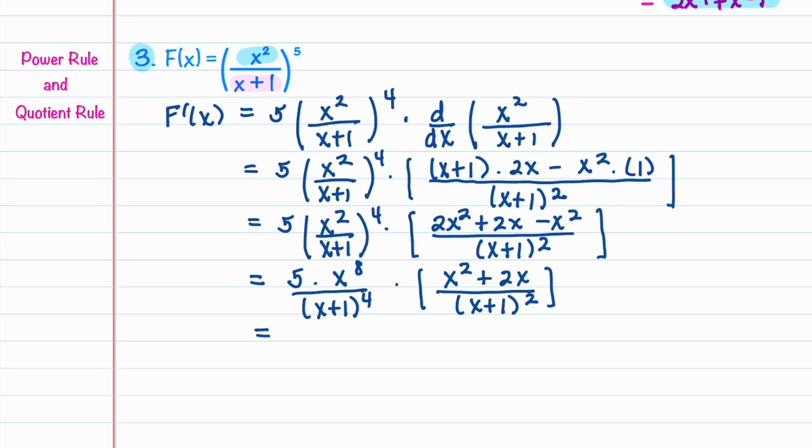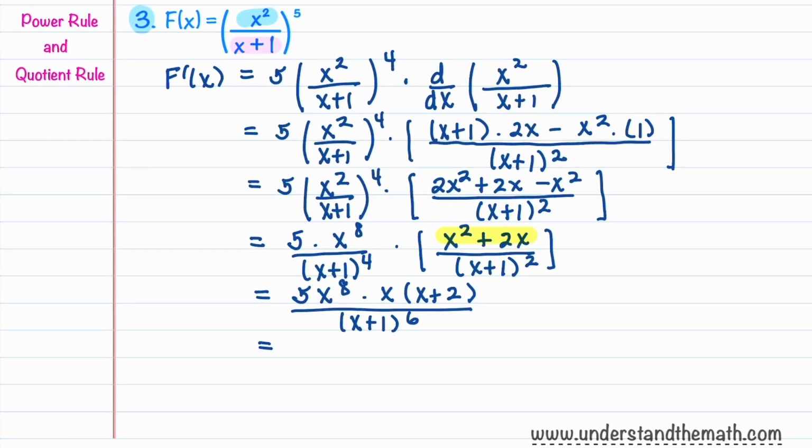This gives us 5x to the 8th. And then the x squared plus 2x, let me highlight that so you can see what I'm talking about. For that piece, we can pull out an x and write this as x plus 2. And then in our denominator, we have two functions multiplied, which means we add the exponents. So this becomes x plus 1 to the 6th.